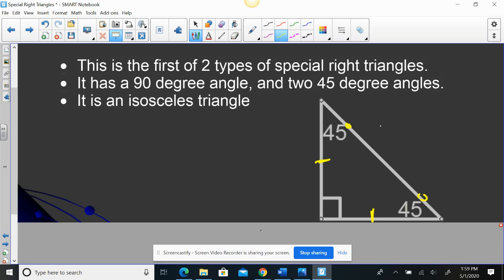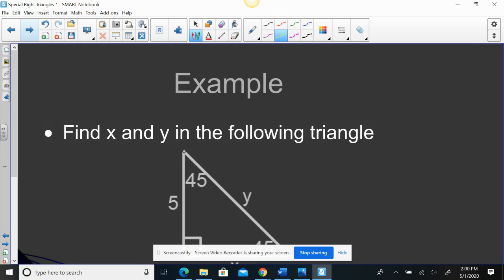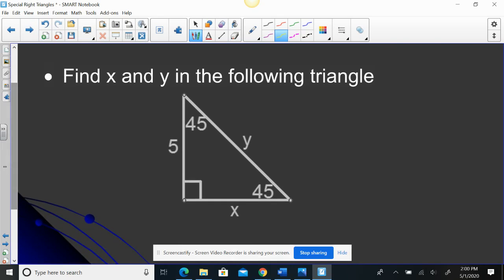In an isosceles right triangle, the longest side is called the hypotenuse. That's in every right triangle. The longest side, which is the one opposite the right angle, is called the hypotenuse. And then these legs are identical, so I'm just going to call them both legs. Okay, so if I want to find x and y in this one, so this is 45 and this is 45, meaning these sides that are opposite those angles also have to have a congruent relationship, so they're both 5.